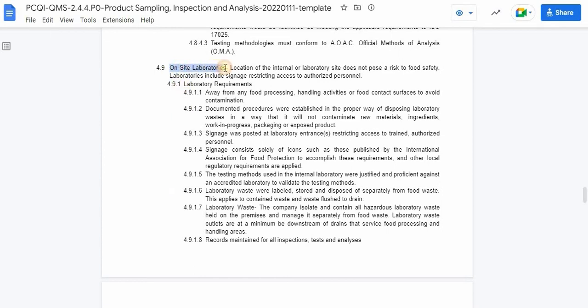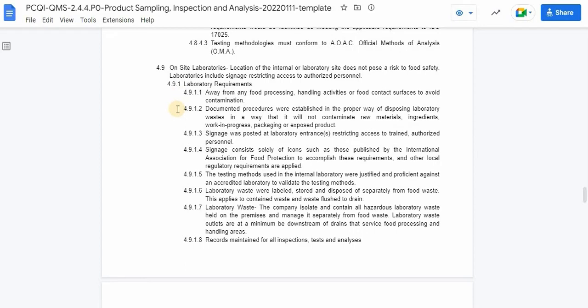Ninth, under procedure, is on-site laboratories. The location of the internal laboratory site does not pose a risk to food safety. Laboratories include signage restricting access to authorized personnel. 1. Laboratory requirements. Away from any food processing, handling activities, or food contact surfaces to avoid contamination.